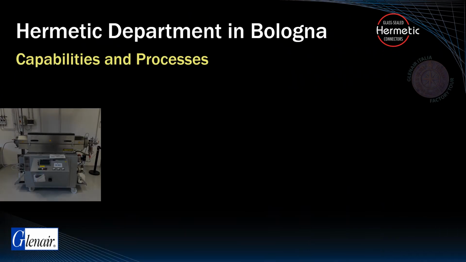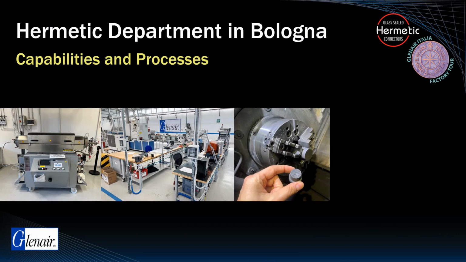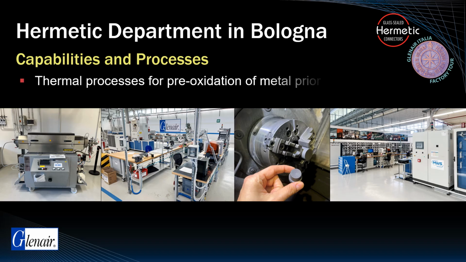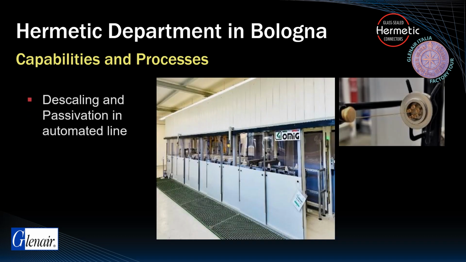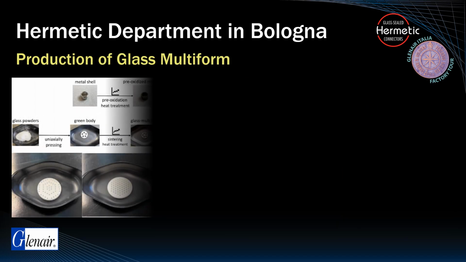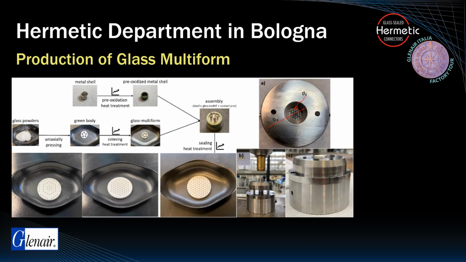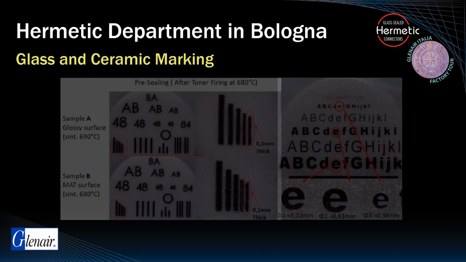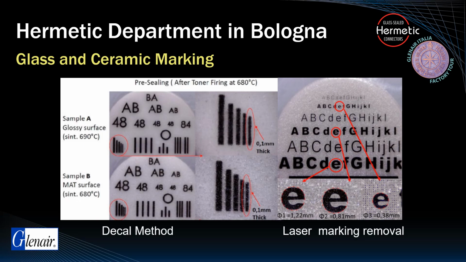The Hermetic department in Bologna has implemented these same capabilities and processes with new equipment sets and lines for thermal processes for pre-oxidation of metal components prior to glass sealing, a process step formerly only available in Glendale, but now duplicated in our European hermetic operation. Descaling and passivation steps are completed in Bologna in a fully automated line in preparation for gold plating on hermetic contacts. The Hermetic group in Bologna is also moving forward with the in-house production of the glass multiforms integral to hermetic connector production, as well as ultimately bringing glass and ceramic marking in-house.